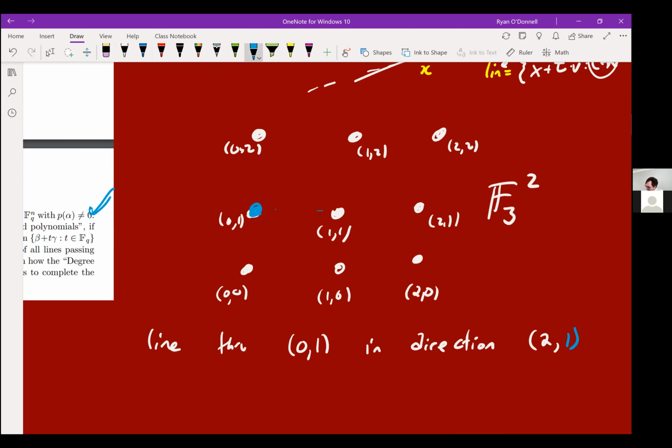So you get 1, 2, 1. This is the next point in the line, going in this direction, but then it wraps around. You add 2, 1 again, so 1, 2 goes here. And then that's actually it. It wraps around. It's a weird line that does this and comes back here. There are only 3 points on it. So that's a line.